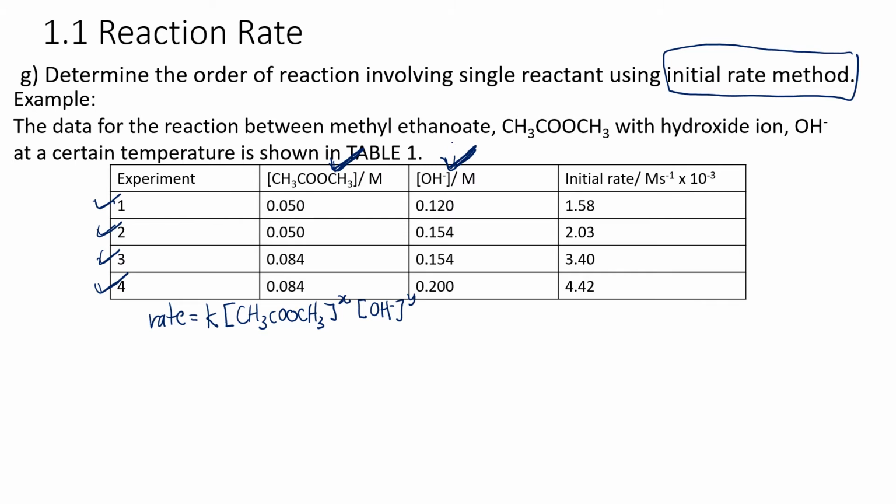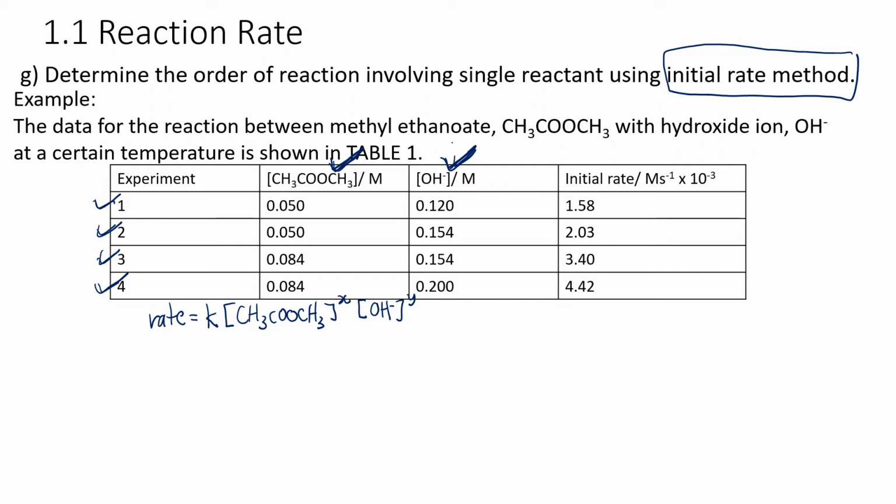If the reactants given are X and Y, then you shouldn't write the orders as x and y. You can use other alphabets to represent the order, for example, you can write m or n. But for this question, since the reactants are not X and Y, I use x and y to represent the order of the reaction for the CH3COOCH3 and OH minus species.